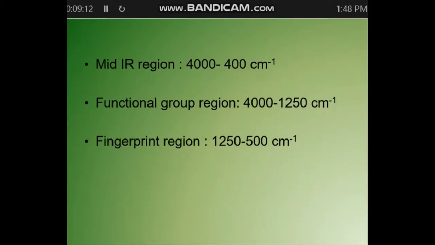The functional group region contains relatively few peaks. These are typically associated with the stretching vibrations of functional groups. The fingerprint region usually contains many peaks, making it difficult to identify individual peaks. However, the fingerprint region of a given compound is unique and therefore can be used to distinguish between compounds.